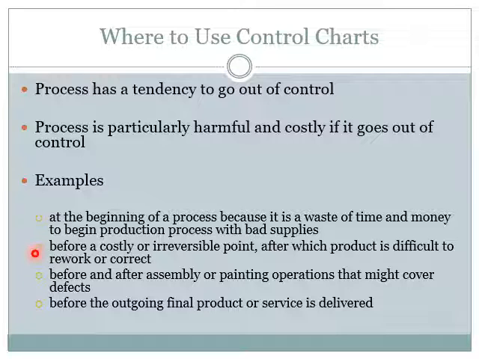In case there's some costly or irreversible point, when it is very difficult for the product to be reworked or corrected, you have to use the control charts. And if you have already applied a painting operation, that might cover the defects. So before that only you have to use the control charts. And before the outgoing final product or service is delivered, you have to ensure the quality control.